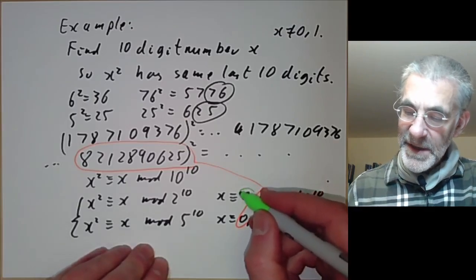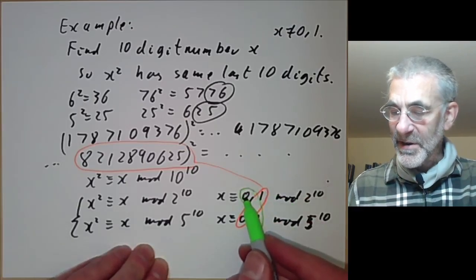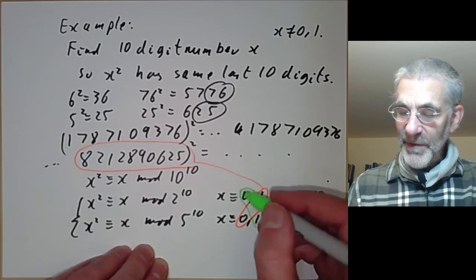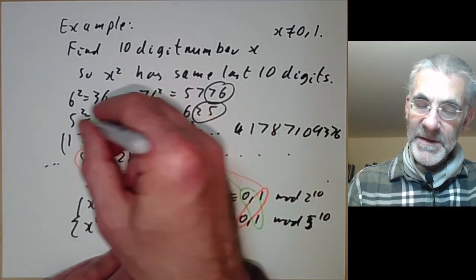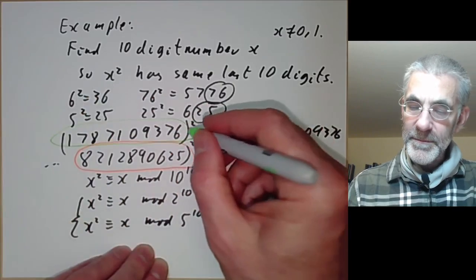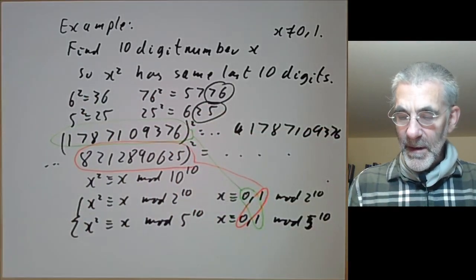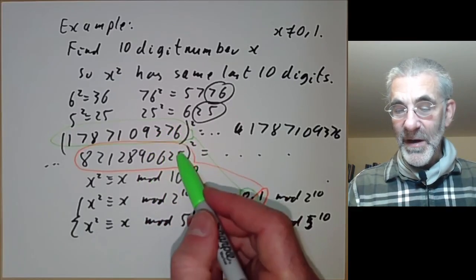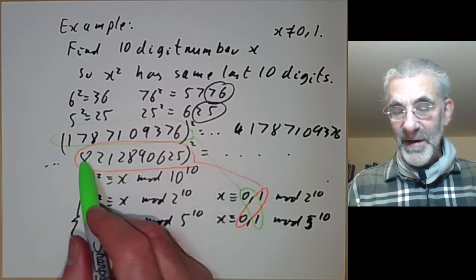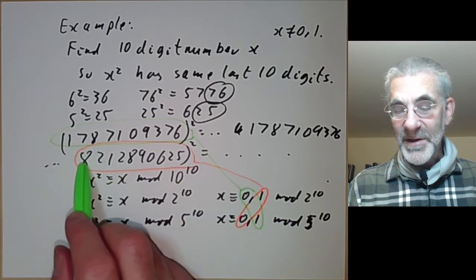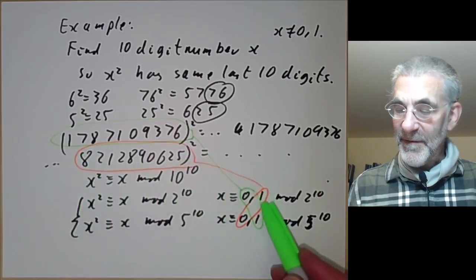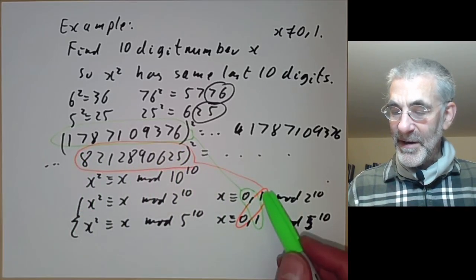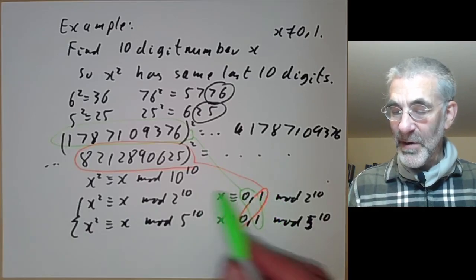Actually, that's another way that I'll mention in a moment. Alternatively, we can take these cross terms. We take x congruent to 0 mod 2 to the 10 and 1 mod 5 to the 10, and that gives us this solution here. Incidentally, if you add these up, you'll suddenly notice that you get something which ends in a lot of zeros followed by 1, and that follows because if you add these up, it would be something that's 1 modulo 10 to the 10.